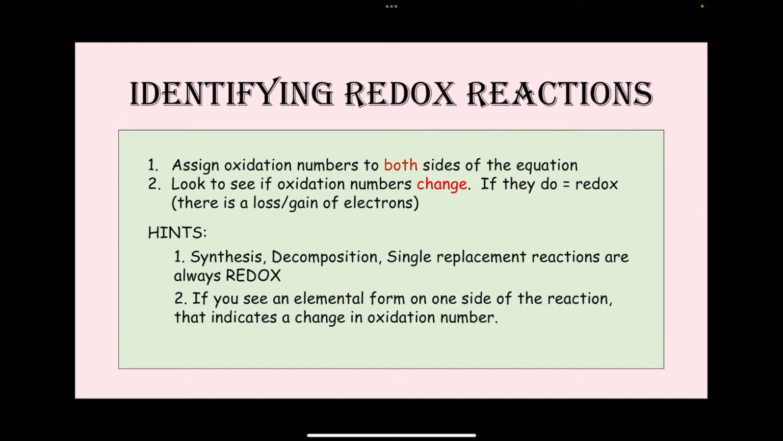So when they are going from element form to the compound form, their oxidation number is definitely going to change, because everything in the elemental form is going to have an oxidation state of 0. But when they become a compound, the oxidation state changes. So that is a very, very quick hint to get you to the correct answer.